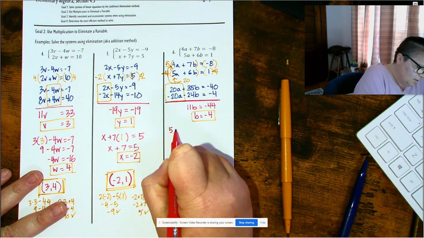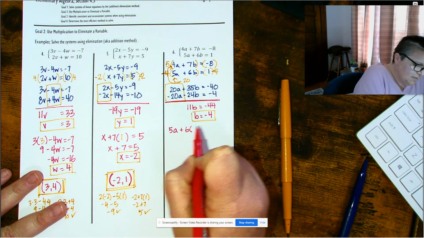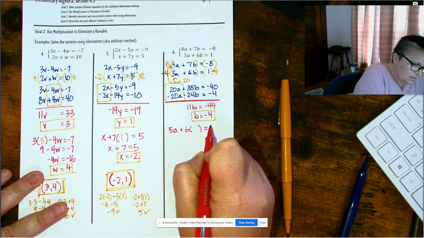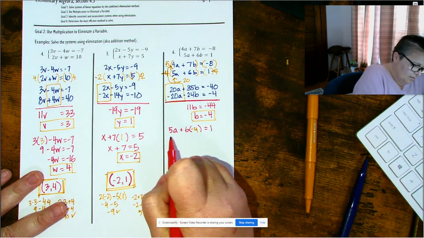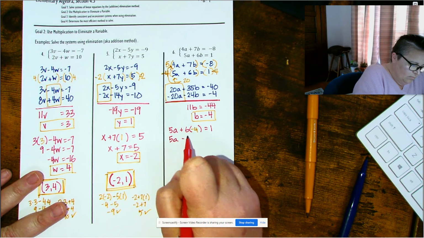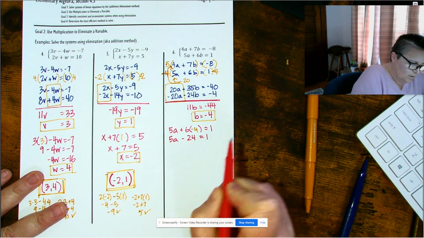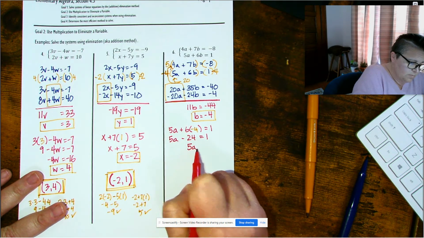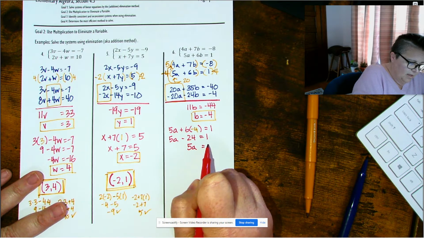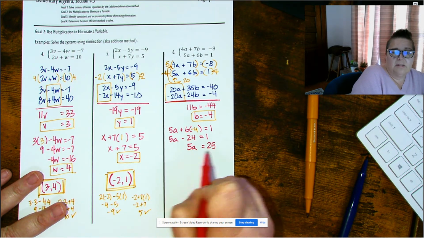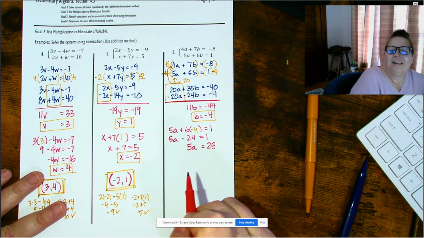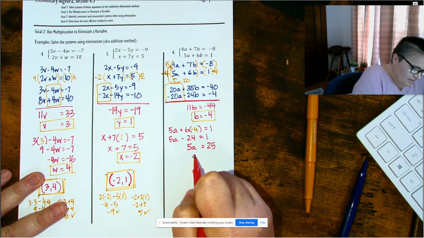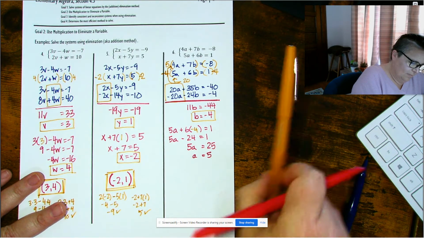Doesn't matter which one. 5a plus 6 times your b value has to equal 1. My b value is a negative 4. So that's going to be 5a minus 24 is equal to 1. Add 24 to both sides. 5a is 25. Divide both sides by 5 to get a is equal to 5.